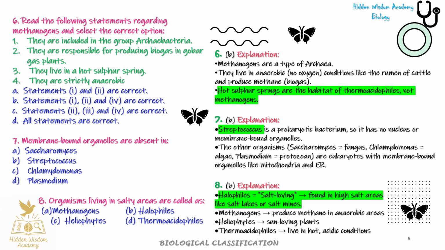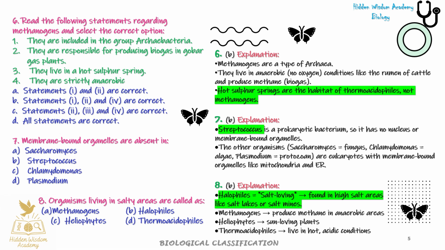8. Organisms living in salty areas are called as. Option A. Methanogens. Option B. Halophiles. Option C. Heliophytes. Option D. Thermoacidophiles.